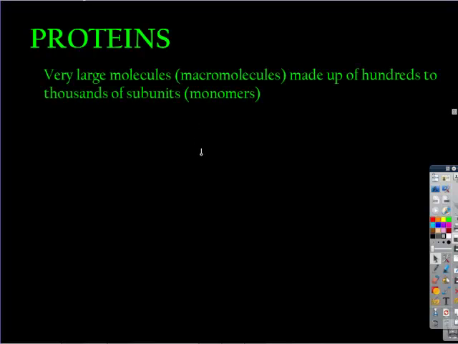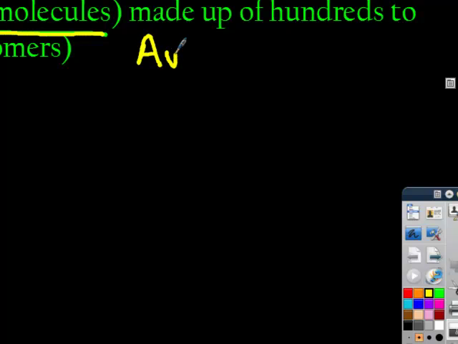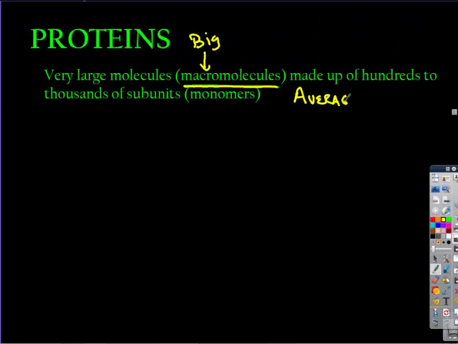One thing about them is that they're really, really big. They tend to be large molecules. The term for that, just so that you know, is macromolecules. Probably not a big shock there that that's what that means. Macro refers to big, and then obviously molecules is molecules. And they can be made up of hundreds or even thousands of subunits. The average size is about 200 subunits. And we'll talk about what those subunits are.